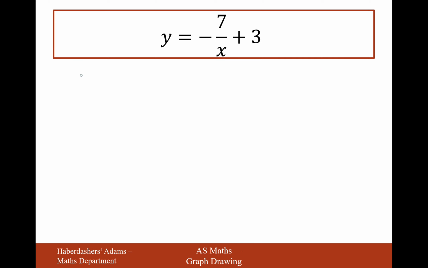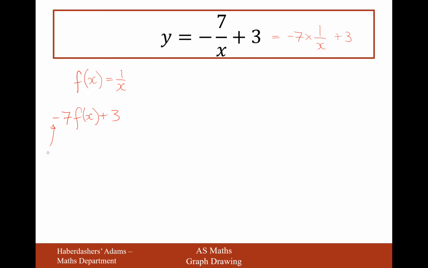Okay, moving on to the next one. The parent function here is going to be the 1 over x graph. And I'm going to think of this as minus 7 times 1 over x, plus 3. So here the transformation is going to be minus 7 f of x, plus 3. 3 transformations outside the bracket here.